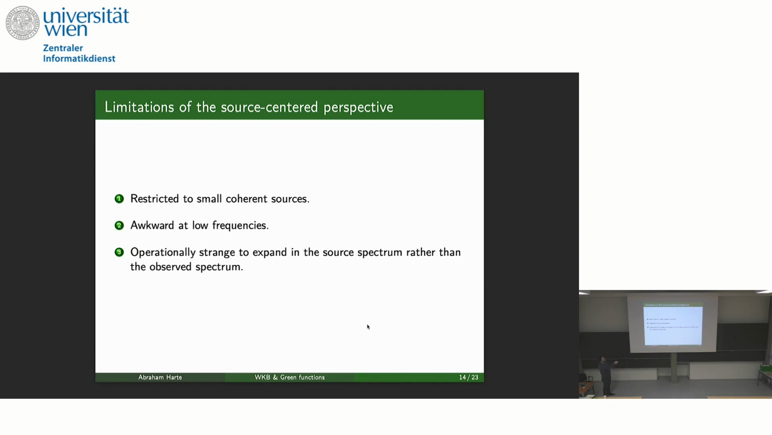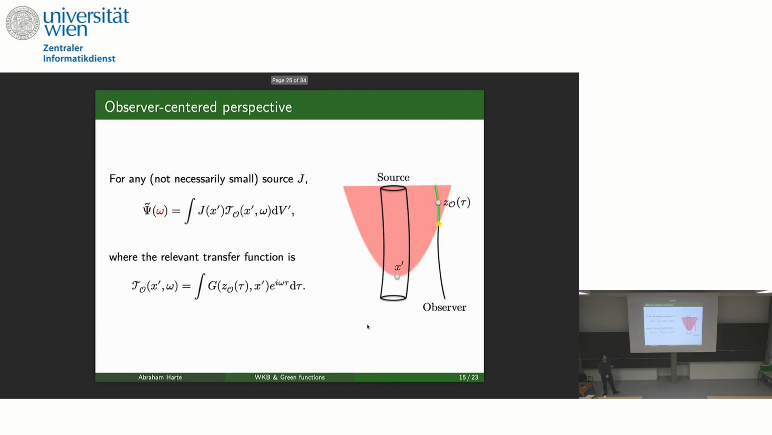The other thing here is that operationally, it's a little bit strange to expand in a source spectrum rather than an observer spectrum. An observer doesn't care what's happening at the source necessarily. They care about what they see. So let's consider the other perspective. Let's consider an observer, and they're looking at the high-frequency behavior of whatever they're measuring. That gives us the observer-centered perspective, this other kind of high-frequency limit.